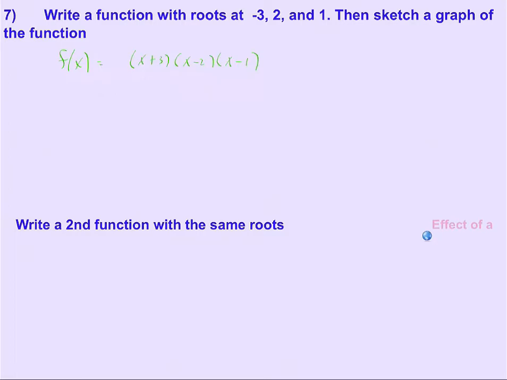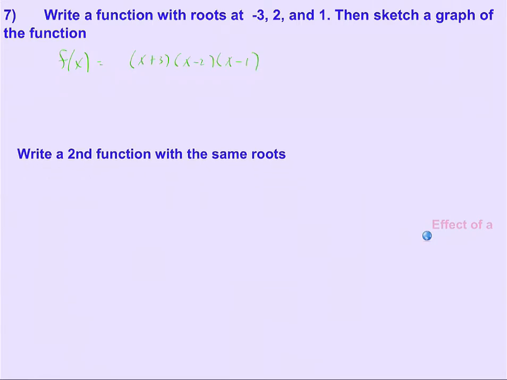The next question on here, write a second function with the same roots. Well, that's a little bit sneaky, except it's incredibly easy to answer because any other function that has these three factors will have roots in the same place. What I could do to make it a different function is just stick a coefficient on here. Any number I want, 2, -1, 55, doesn't matter, I could stick that on there.